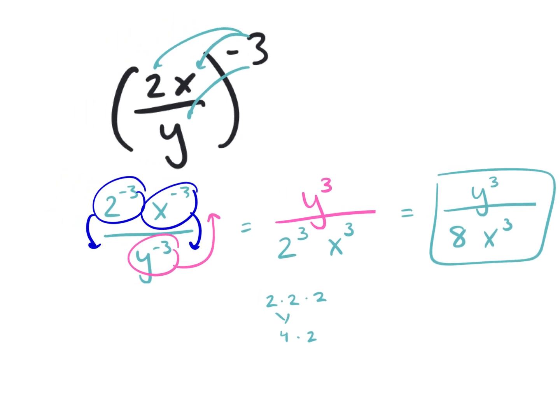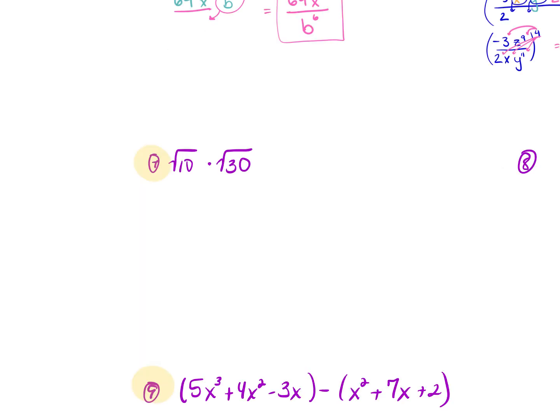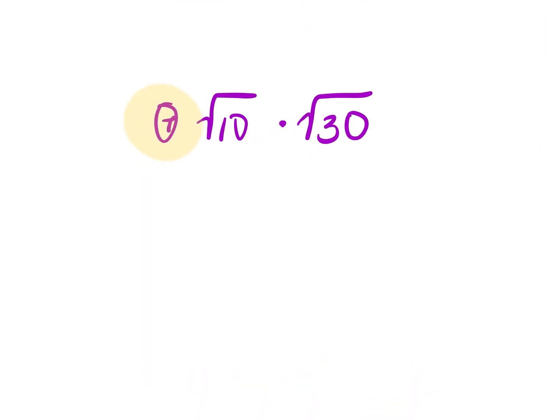Don't forget to make your exponents positive. So with 7, we're multiplying our radicals. When we multiply them, we can combine them together. We can make it the square root of 10 times 30. You can multiply these together, or if you want to skip a step, just start breaking down each one from here.